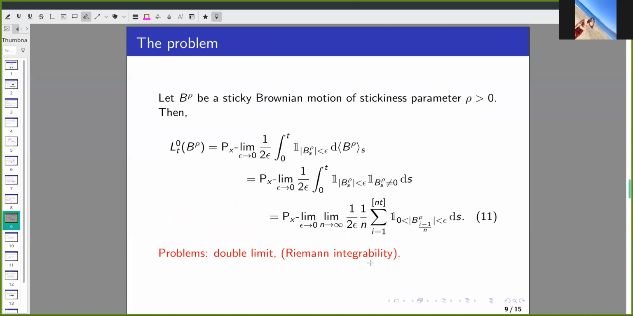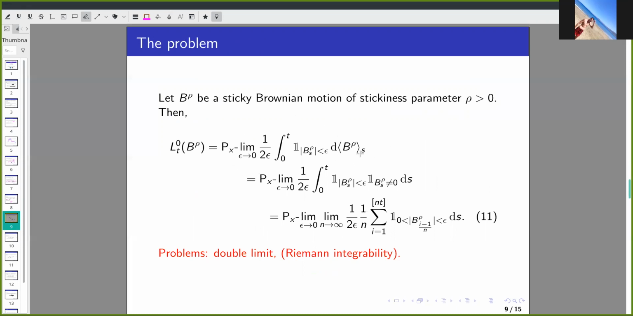Now, how do we approximate this local time? Let's take the most elementary sticky diffusion process, which is a sticky Brownian motion. We write its local time as a limiting probability, as we saw before.